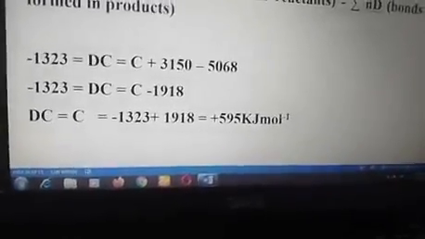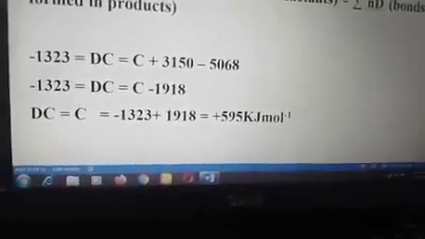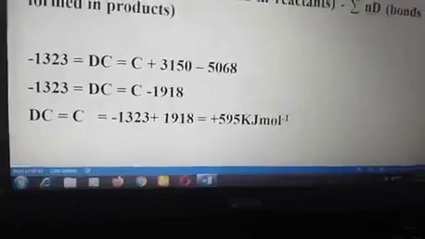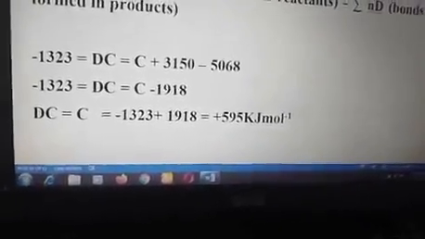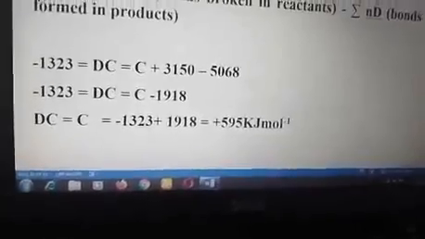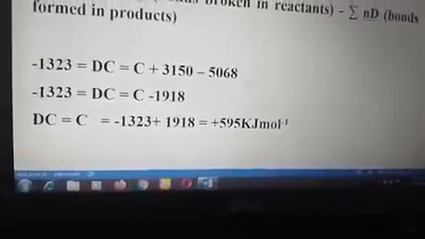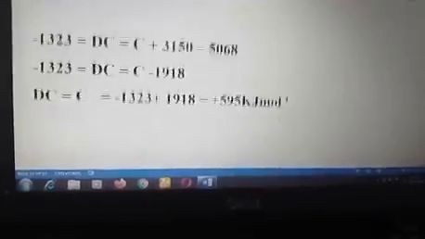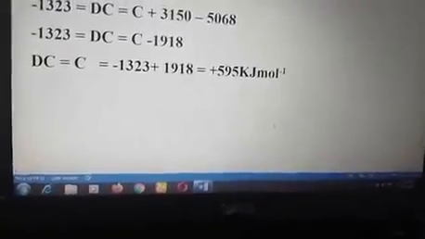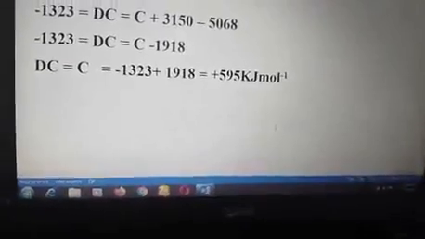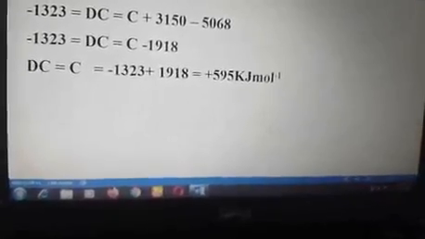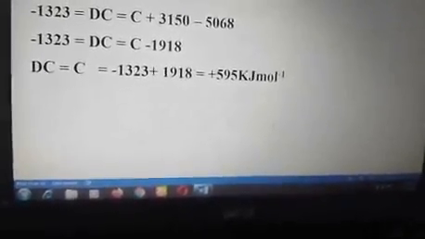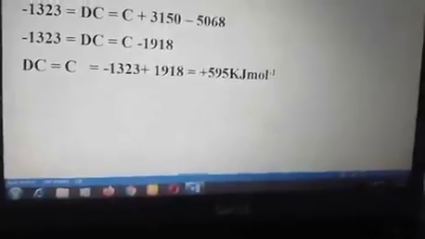Bringing it down, we'll collect items, making D, the bond energy of carbon to carbon double bond, the subject. D of C to C double bond is equal to minus 1323 plus 1918. That gives us plus 595 kilojoule per mole. So this is the energy required to break carbon to carbon double bond in alkenes.